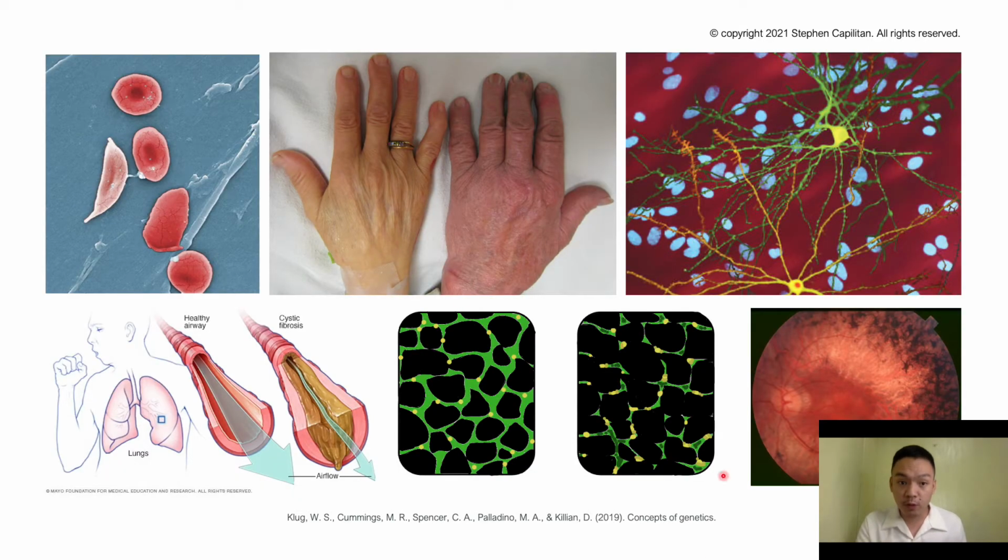The first photo is of a hand affected with sickle cell anemia. This one is a hand of a person with severe anemia on your left, and this one is without anemia.